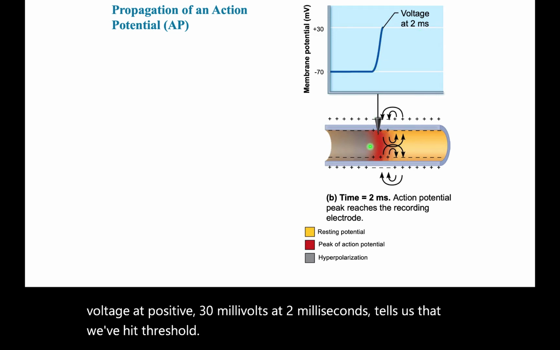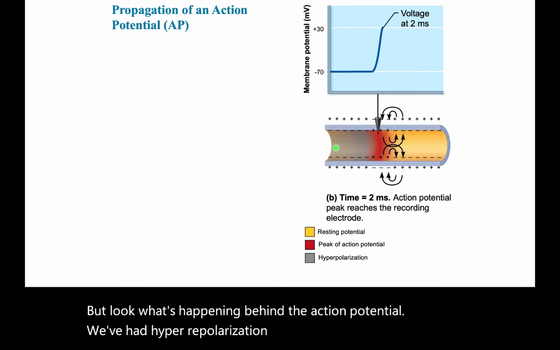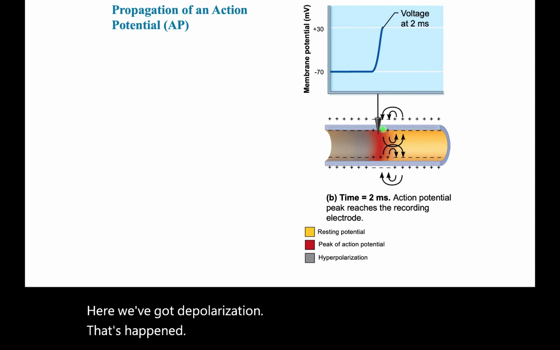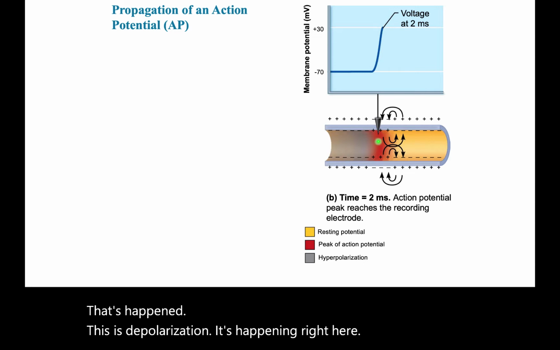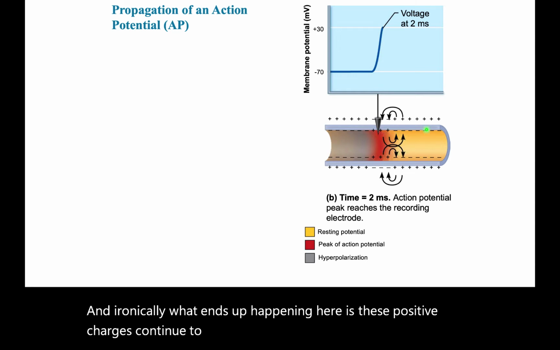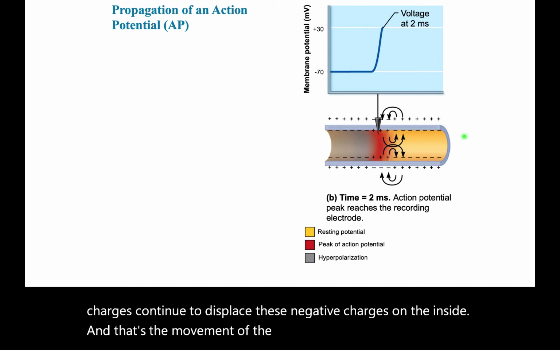But look what's happening behind the action potential. We've had hyper-repolarization occur all along here. Here, we've got depolarization that's happened. This is depolarization that's happening right here. And ironically, what ends up happening here is these positive charges continue to displace these negative charges on the inside. And that's the movement of the action potentials down the axon.